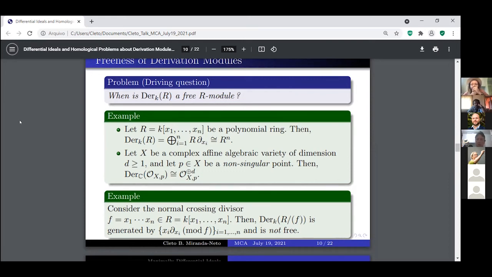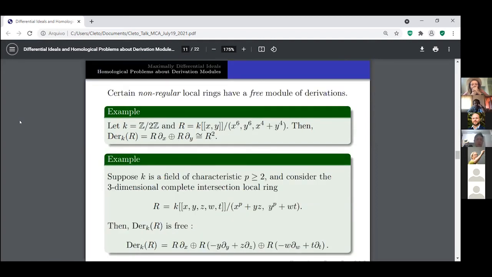Well, must R be regular in order for its derivation module to be free? No. Certain non-regular local rings have a free module of derivations. The first example is quite obvious. By the way, I wrote the exponents here and the characteristic. So the partial derivatives themselves of the variables give you a free basis of the module.